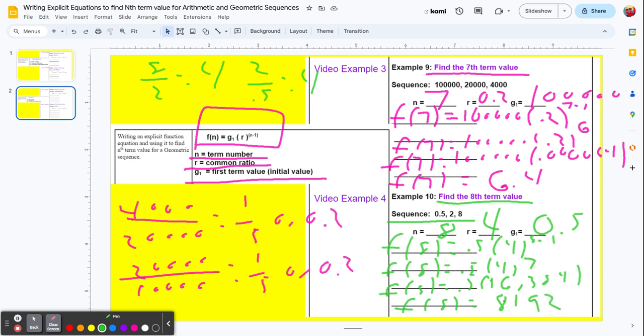All right. So your key to success here for finding the nth term value is, one, you got to know, is it an arithmetic sequence you're working with or a geometric sequence? Because you got two different formulas that you're going to use to write the explicit equation and find it. So you need to know, is it arithmetic or geometric? And then once you know the term number, the n value, that you're going to find, you know either the common ratio or the common difference, and you know the initial value, you have that information, you're going to be able to find the nth term every time.